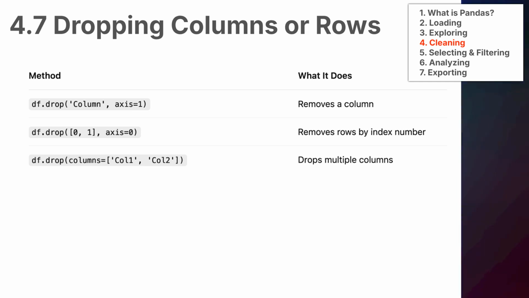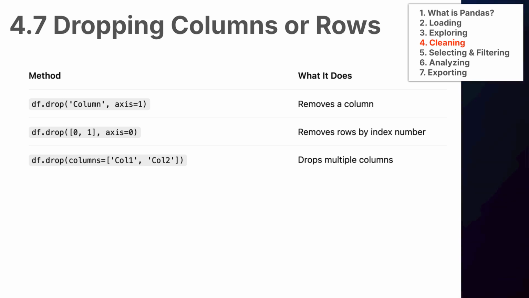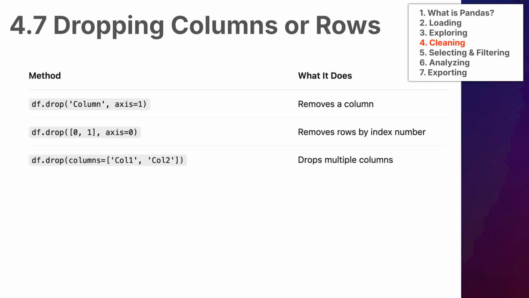7. Dropping columns or rows. This is how you remove things you don't need in your dataset, like unnecessary columns or unwanted rows. It's like tidying up your spreadsheet before doing anything fancy.